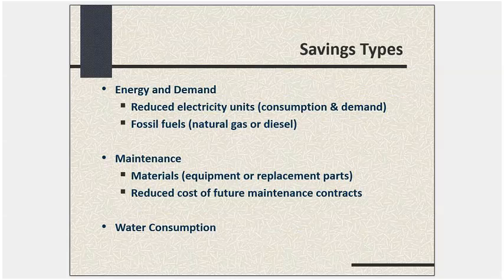So what are some of the types of savings that you're looking at? Well, in Hawaii, it's primarily reducing electricity, primarily kilowatt hours and demand, kW. But on occasion, if there's backup power or emergency power facilities, there may be a small amount of natural gas or diesel fuel. And then there's also savings on materials, equipment or replacement parts, or reduced cost of future maintenance contracts, depending upon how your maintenance function is funded and budgeted. And lastly, there can even be reduction in water consumption, especially for cooling equipment, etc.